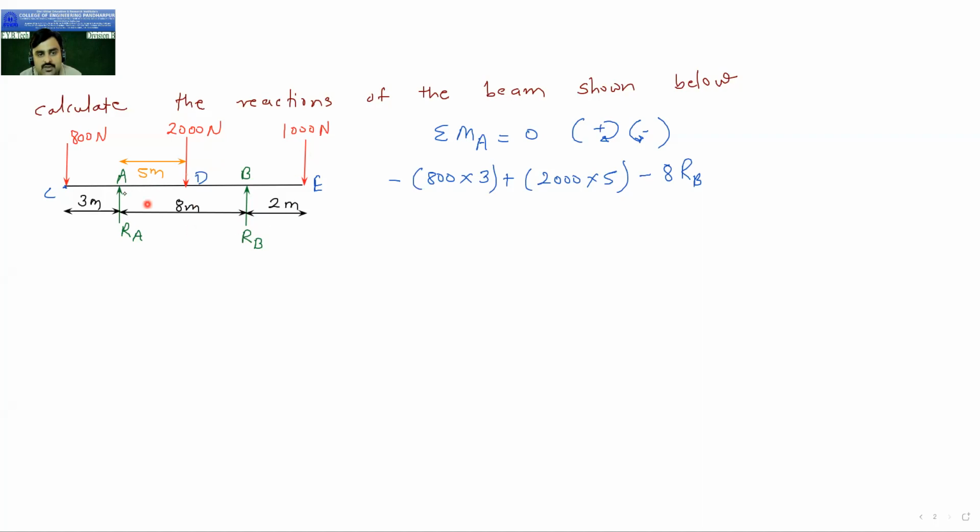Then this last load 1000 Newton, it will rotate in clockwise direction to point A. This is the clockwise direction, and the distance is, this is 8 plus this is 2. So the total distance is 10. So it will be plus 1000 into 10 is equal to 0. Now send the RB to that side and solve this equation. So we will get the value of RB.